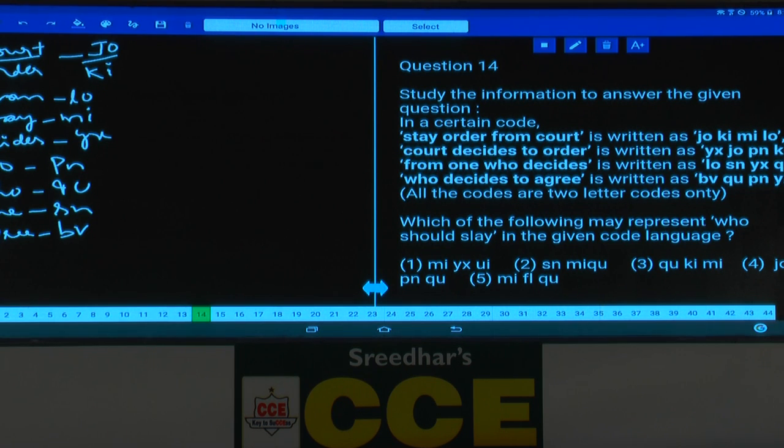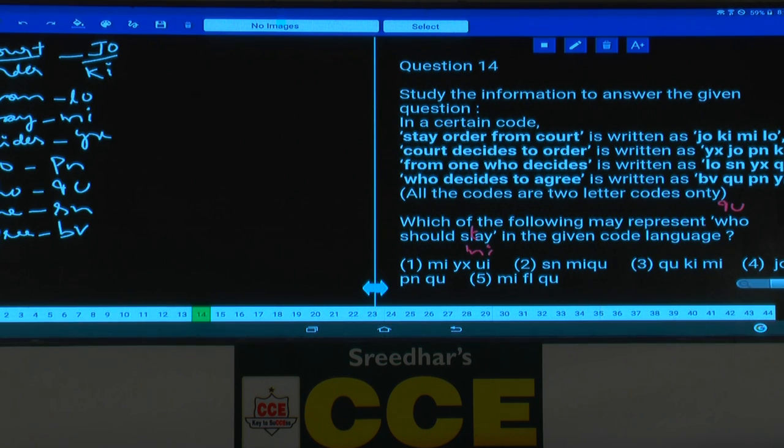Now in this, who should display? What is the code to the word who? It is QU. And should, there is no word to this one. And what about this slay? Is it slay or is this stay? It is stay. Now take it as stay. What is the code to this stay? The code to the word stay is MI. Hence QU and MI must be present here.